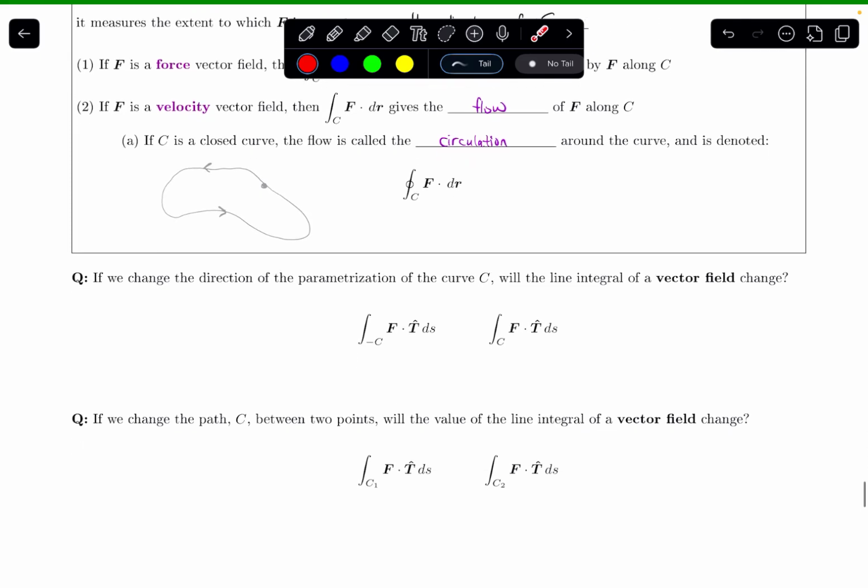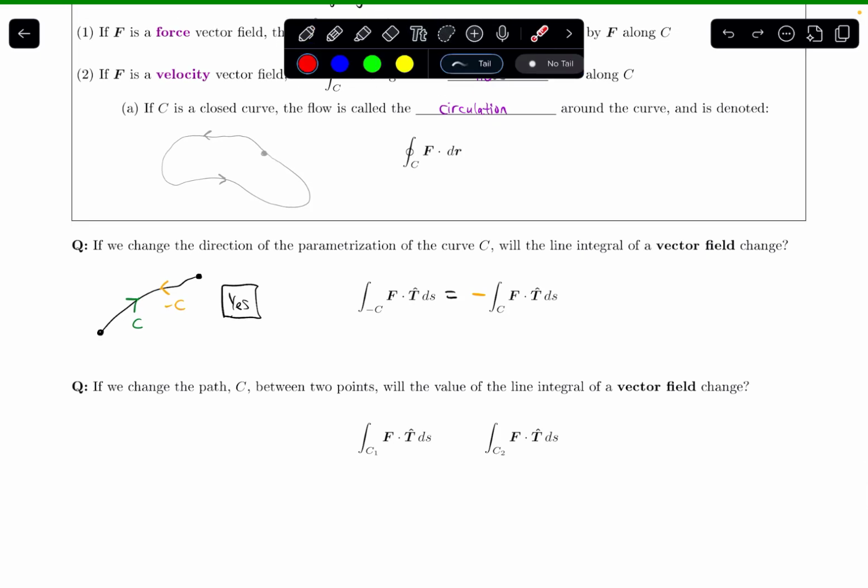Okay, so let's look at some common questions. If we change the direction of our parameterization, will the line integral of my vector field change? So if I have some curve connecting 2 points and I travel in one direction, I'll put an arrow in that direction along the curve, versus if I go in the opposite direction. I'm going to call the opposite direction negative C, and the first direction, I'll call just C. Will the value change? It turns out, yes, it will change. In fact, we talked about this with an example in the last video. They end up being exactly opposites. So the line integral in this reverse direction equals the negative of the line integral in the first direction.